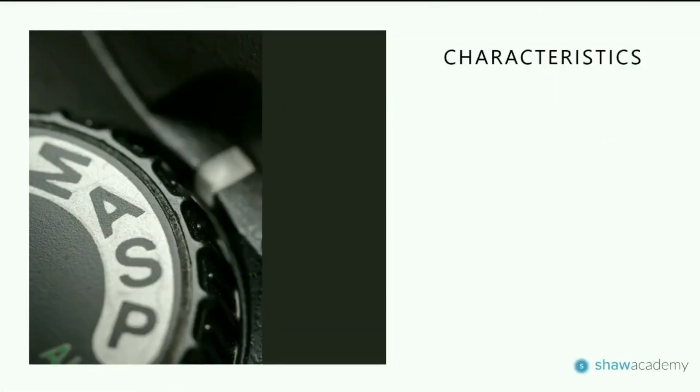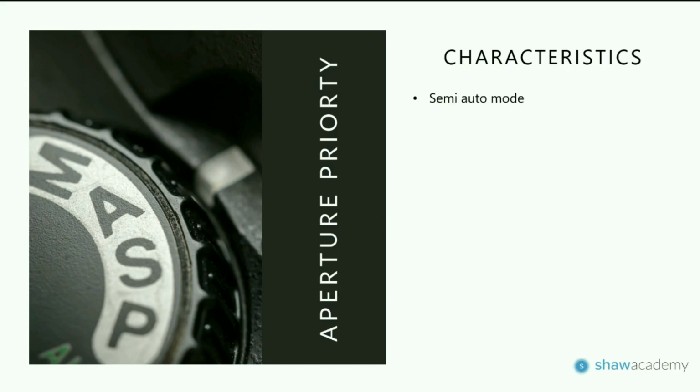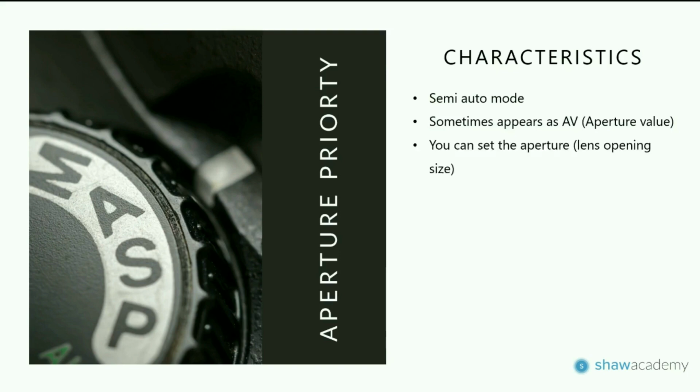So of course then, just like our shutter speeds as well, we can start taking control of our apertures through the aperture priority mode on the camera. So we're switching away from the S or the TV mode, and we're switching to the A or the AV mode. And again, this is a semi-automatic mode. It may appear as AV, aperture value, on your camera, and you can set the aperture size using this, the lens opening size, but the camera will control the rest of the exposure.